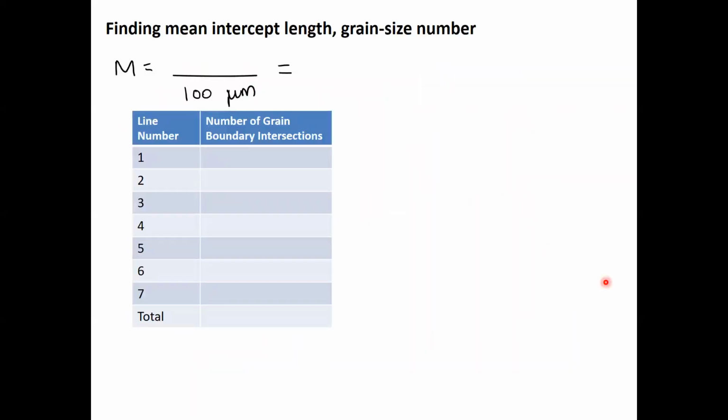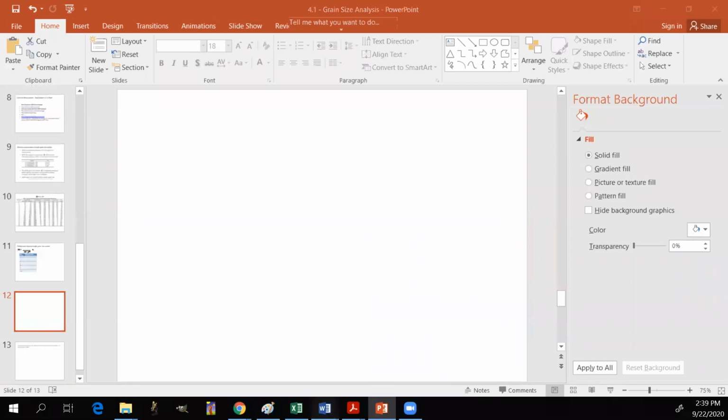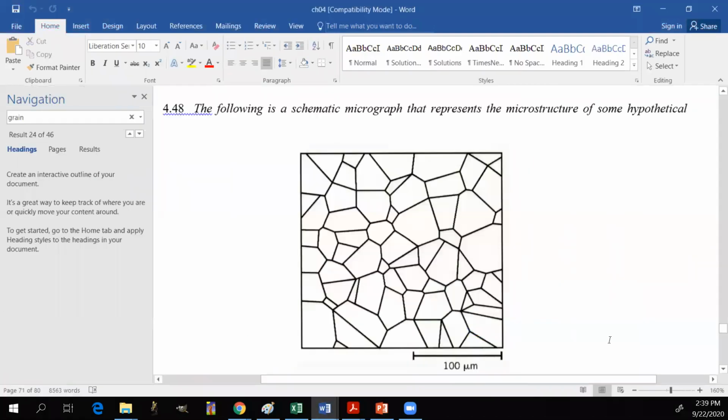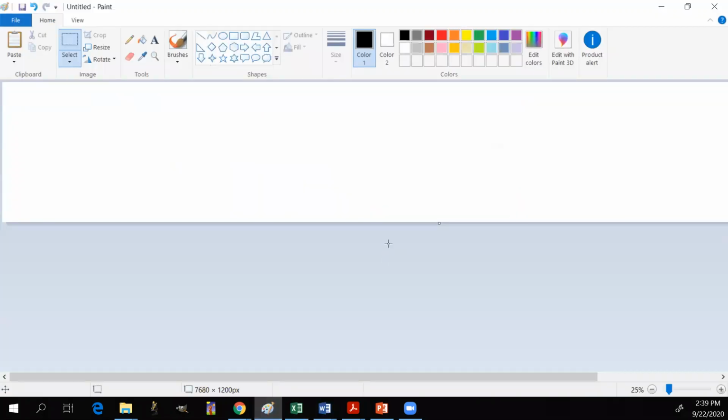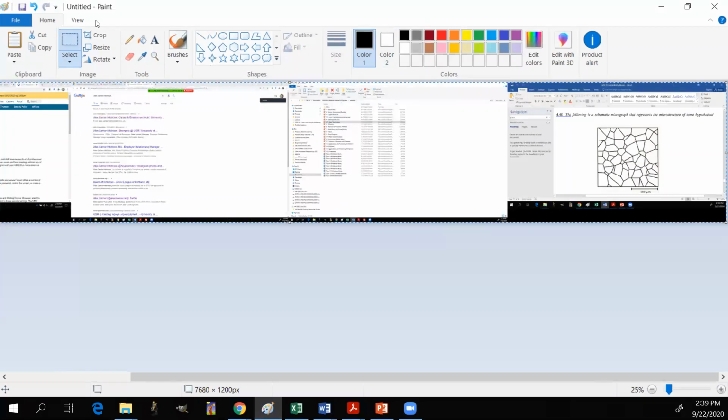So let's find out how we play with these things. When you're given a microstructural image of grains, the question they can ask you is to find what the mean intercept length is and what the grain size number is. The way that we do that is, for example, this is the image that you want to see. The first step is capturing the image. I just do print screen, take it over to Paint or your other image processing software of choice, and select just the area that you're interested in. I'm showing you how to do this in PowerPoint, but you can use other software too.